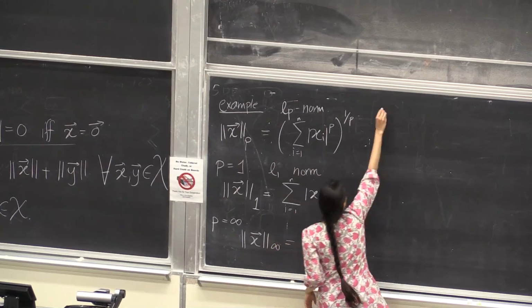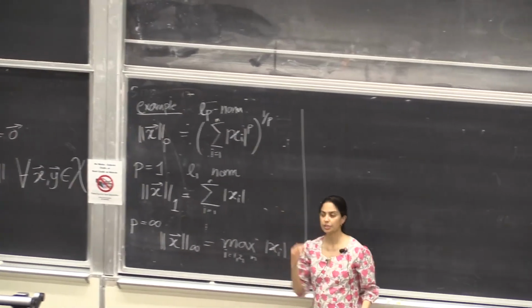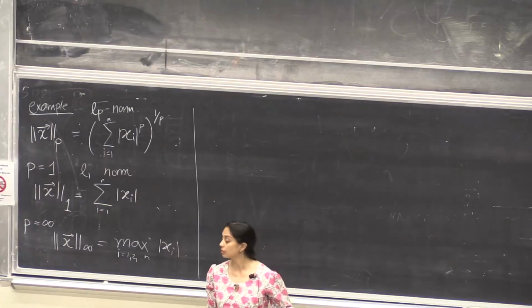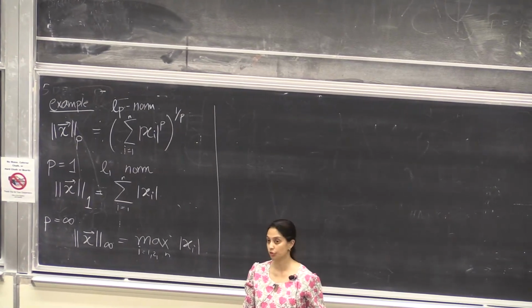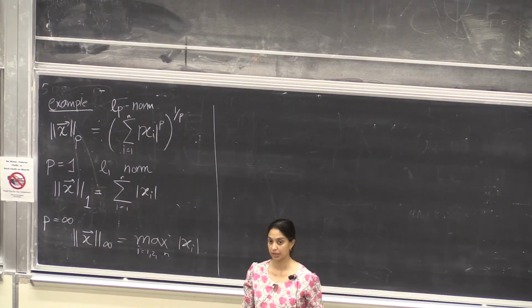So in the context of the 2 norm now, there's a very useful inequality. Yes, question? Are LP norms only for integers? No, you can have LP norms for non-integer values as well. The question was, are LP norms only for integers?